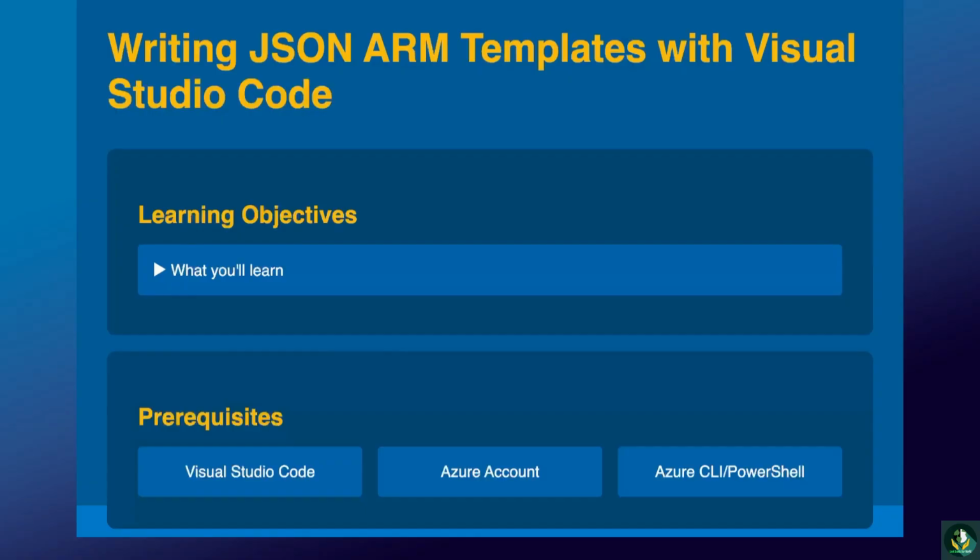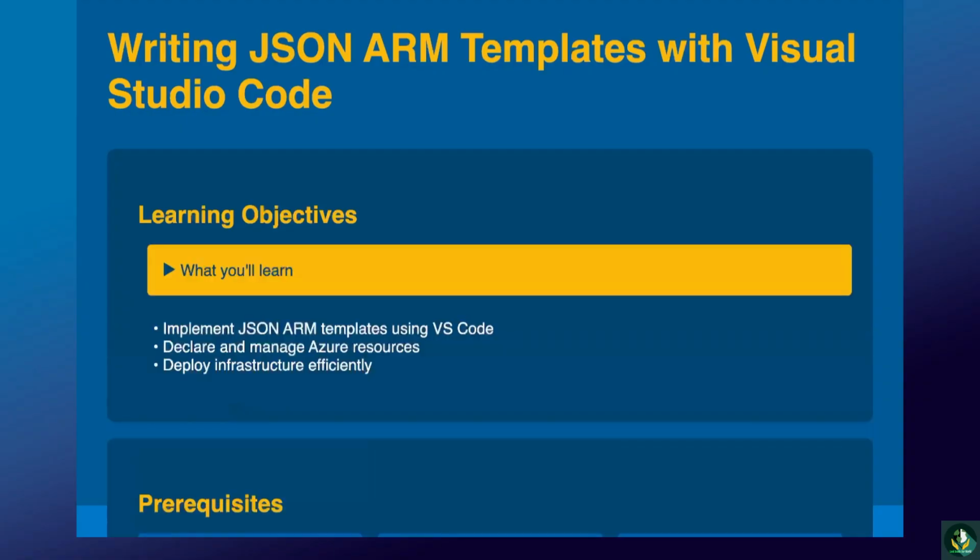Welcome to this new module in Azure Administrator course, and in this module we'll be talking about writing JSON Azure Resource Manager or ARM templates using Visual Studio Code. In this module you'll learn how to define and deploy your Azure administration infrastructure as code, ensuring consistency, reliability, and scalability. Whether you're managing a single resource or an entire environment, ARM templates provide a powerful way to automate and standardize your deployments. So let's get started.